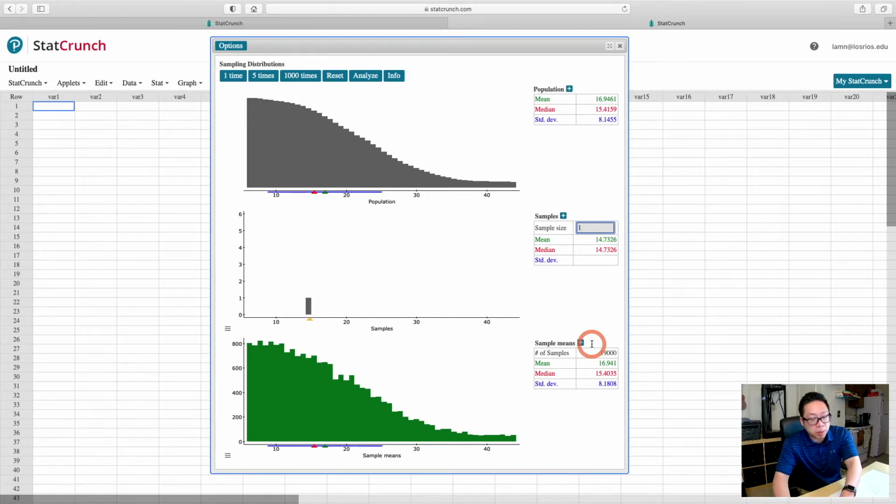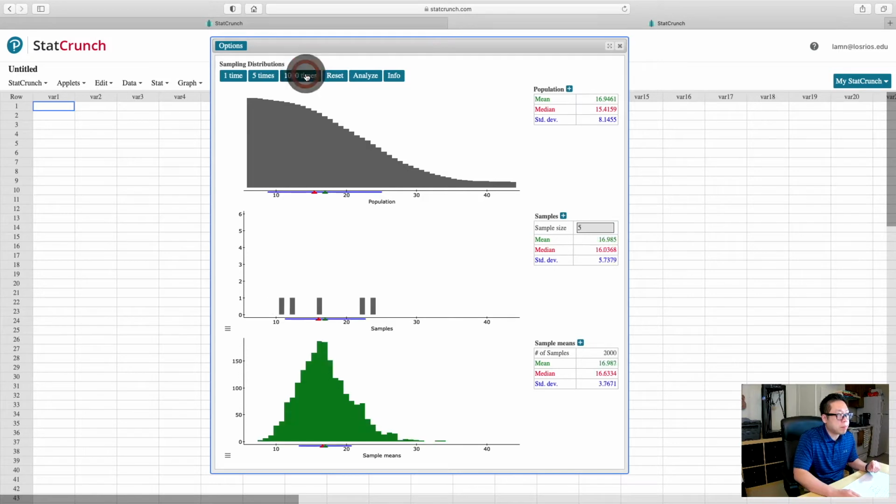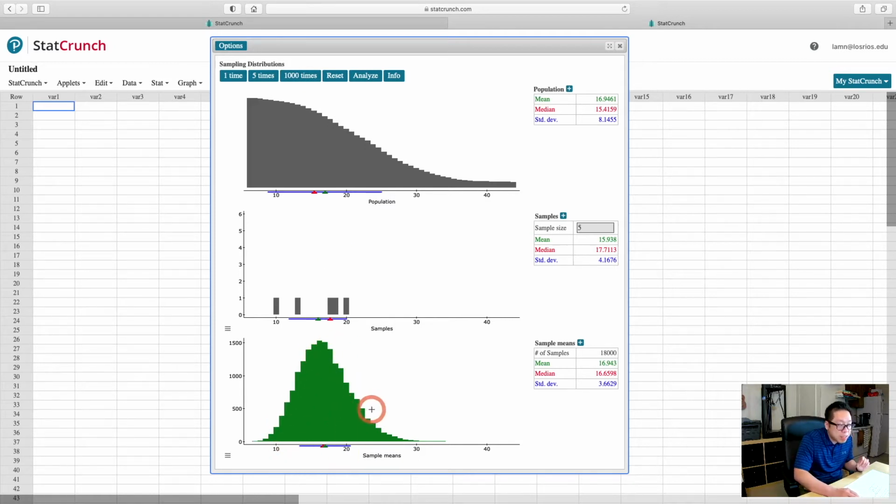Now, what happens when I increase the sample size? I'm going to increase the sample size to 5. Okay, we expect the mean to stay the same, and we expect the standard deviation to decrease, but look at what happens to the picture. The picture changed. It looks less skewed to the right now. It may be still slightly skewed to the right, but it's definitely less skewed to the right now.